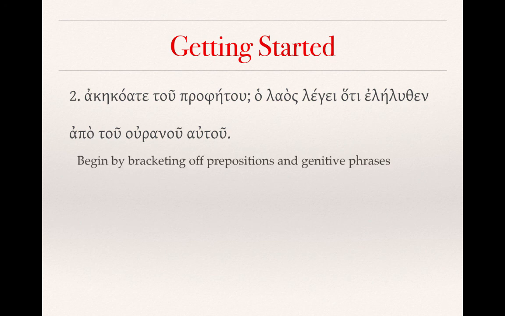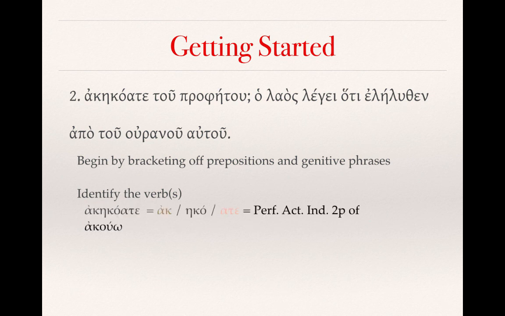We will begin by bracketing off prepositions and genitive phrases. At this point, or in this exercise, we only have one, apo tu uranu autu, so we can bracket that off to know that we can sort of deal with it once we've identified other aspects of the sentence. And then we'll want to identify the verbs. And so the first verb that we see is the first word of the sentence, akekoate.